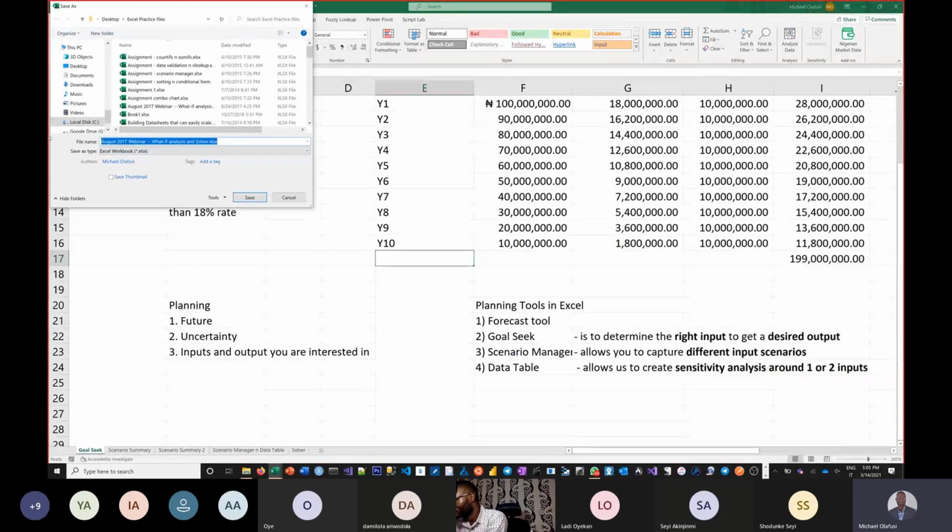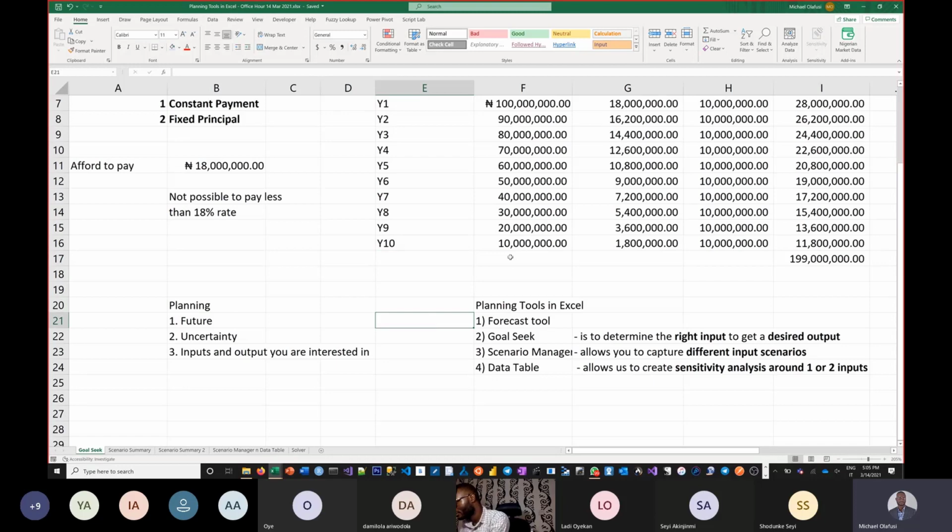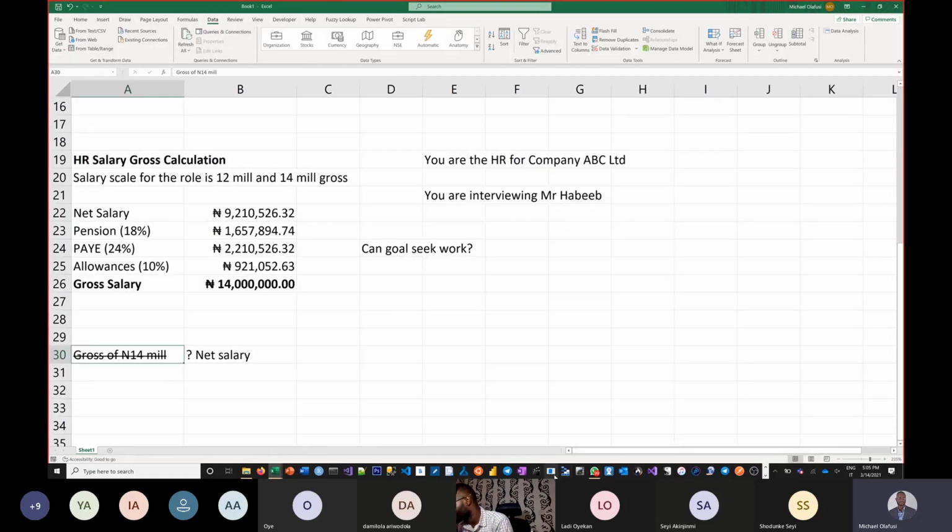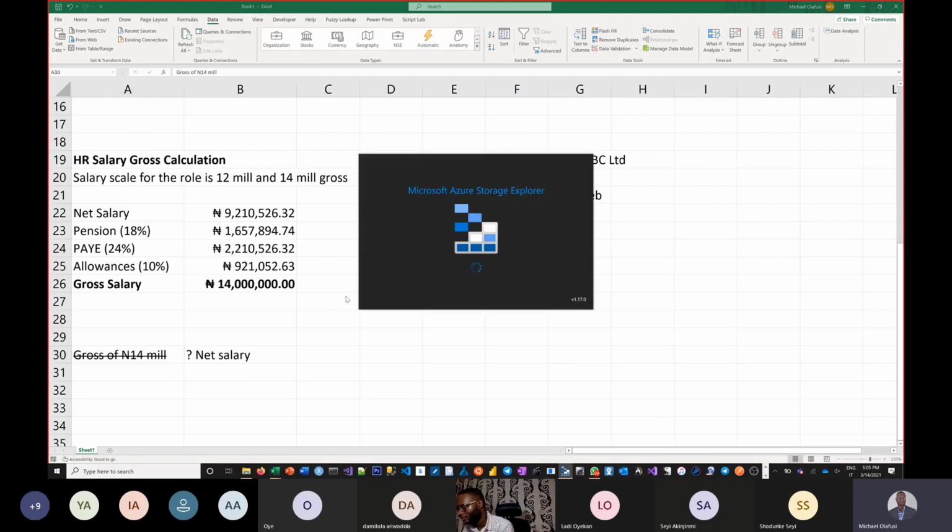So I'll just call this Planning Tools in Excel Office 20. Today is 14 March 2021. Let me save it. Then let me close the file so that there won't be any errors when you are trying to access it. So I'm trying to upload it so that you can have it.